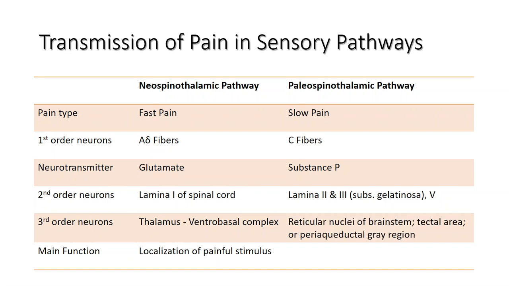From here, the third order thalamic neurons project to the primary somatosensory cortex. Localization of pain transmitted via the paleospinothalamic pathway is imprecise. This explains why patients often have serious difficulty in localizing the source of some of the chronic types of pain. Transmission of slow pain to the lower regions of the brain mentioned above appears to be important for feeling the suffering of the pain.